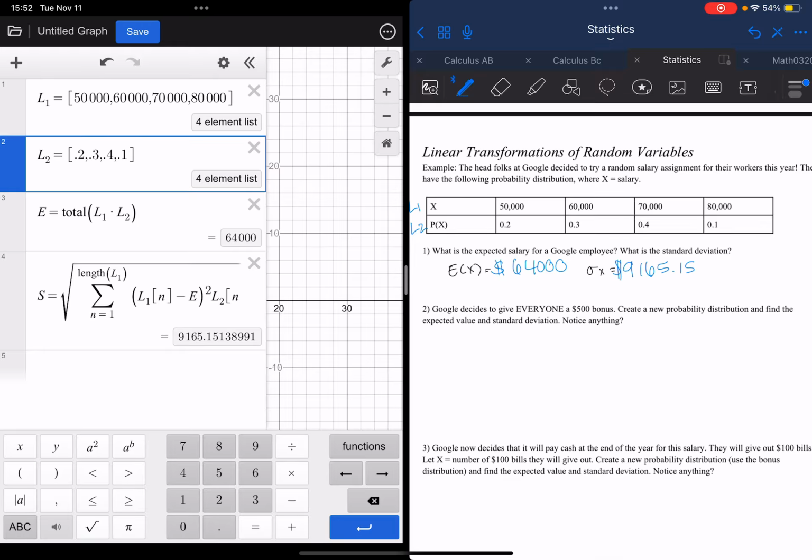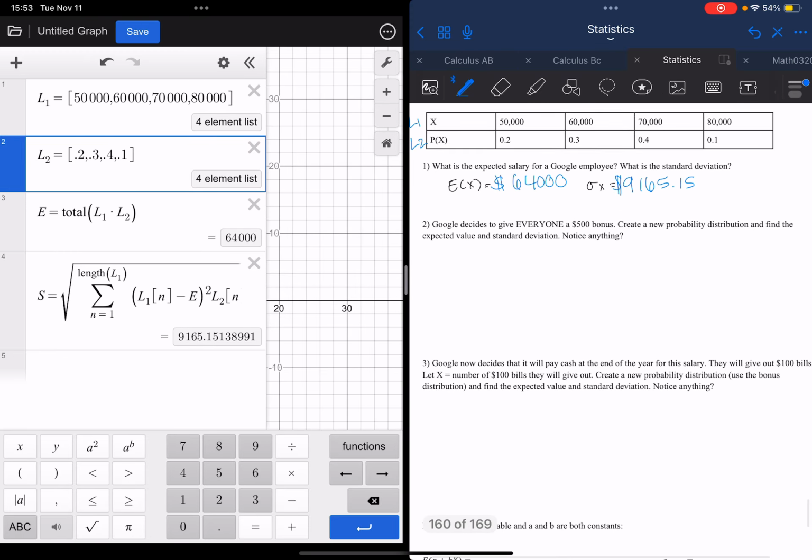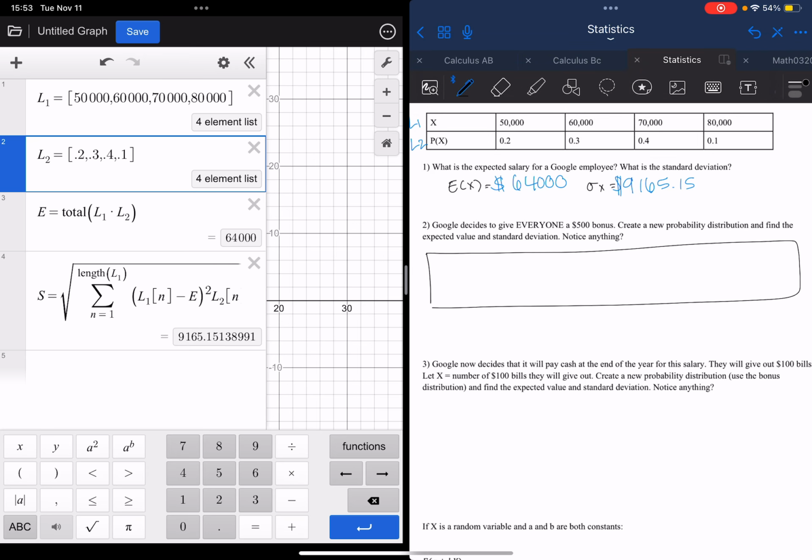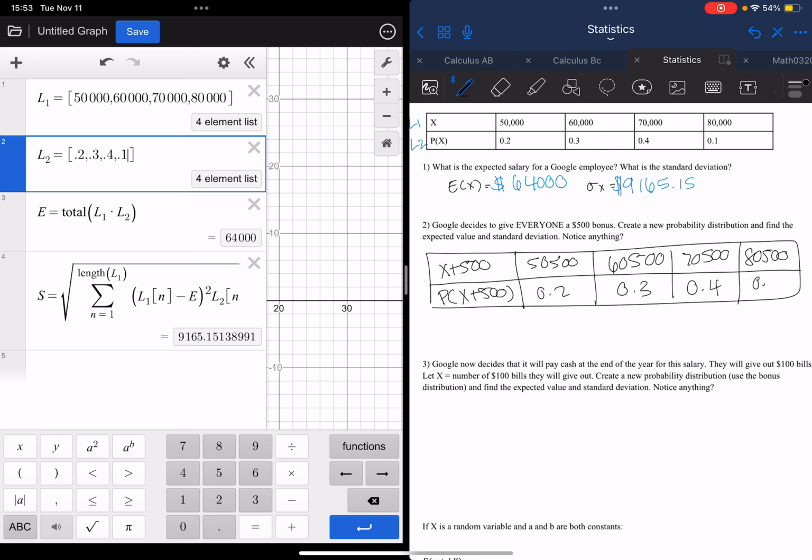Then it says Google decides to give everyone a $500 bonus. Create a new probability distribution, find the expected value and standard deviation, and see if anything changes. So here we're going to create a new table, and this is going to be X plus 500, since we're giving everybody $500. So that's going to be 50,500, 60,500, 70,500, and 80,500. And the probabilities are not changing since we're giving everybody $500.